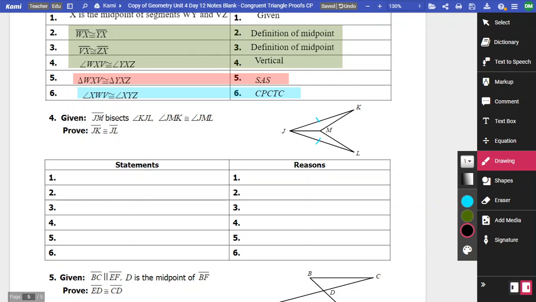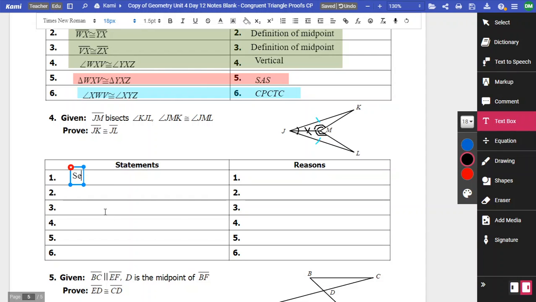So what we're given is that JM bisects KJL. So that's this skinny angle over here, this acute one on the left. And then we've got angle JMK is congruent to angle JML. So that's these two obtuse angles. So we've got our two angles already. And anytime we've got two angles, we just need to find a side. And looky here. They're sharing side JM, which means we've got angle side angle. And once we've got an angle side angle proof, then we can show that these two parts are congruent.